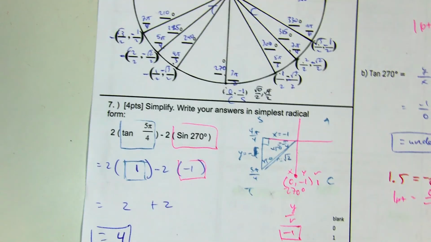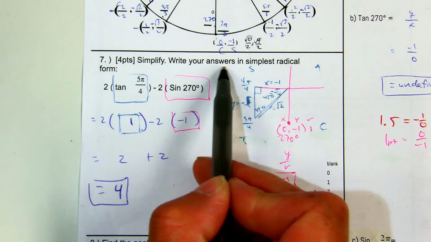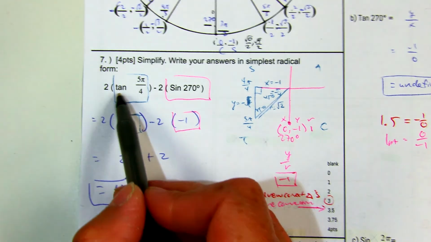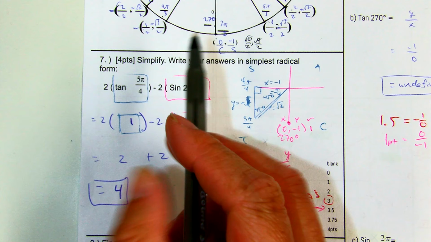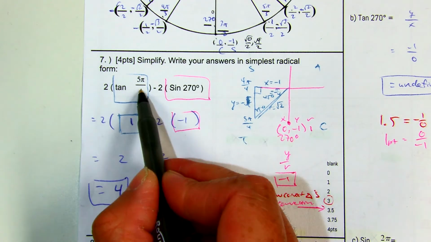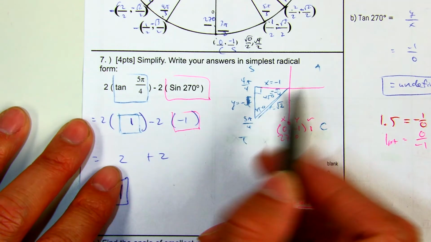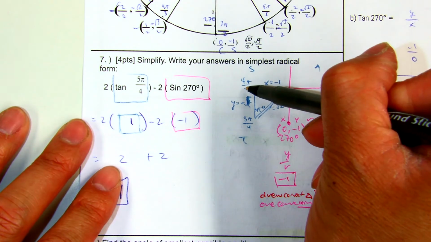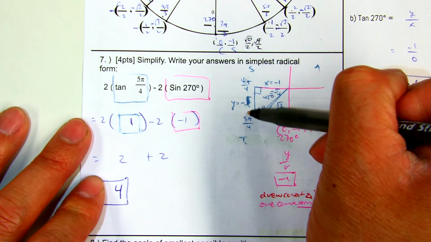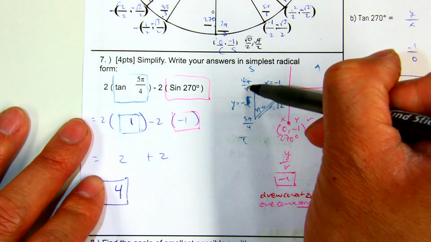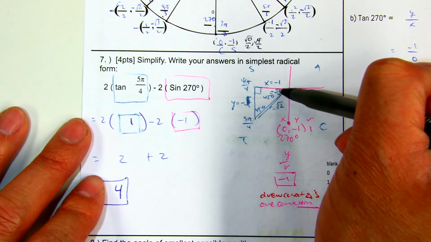Question number 7. Simplify, write your answers in simplest radical form. 2 times tangent of 5 pi over 4 minus 2 times sine of 270 degrees. Tangent of 5 pi over 4 is in quadrant 3. And if you know this is 4 pi over 4, because that's a pi, then that means this would just be 1 pi, right? Because 4 plus 1 gives you 5 pi over 4. So this is a pi over 4, which is a 45 degree angle.